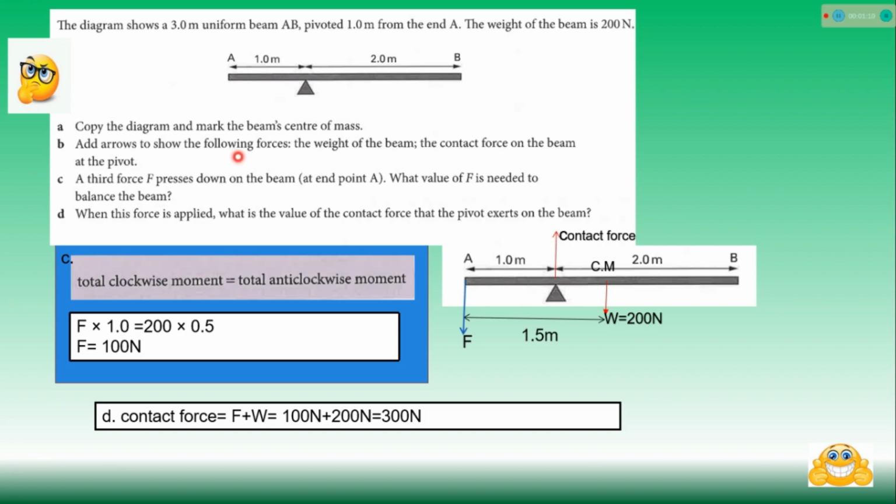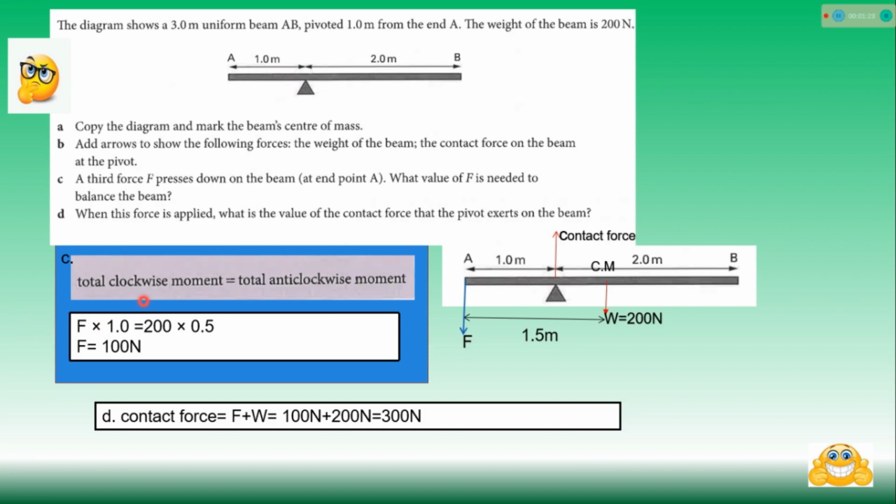Add arrows to show the following forces: the weight of the beam, this is the weight of the beam, and the contact force on the beam at the pivot end, this is the contact force at the pivot end. A third force F presses down on the beam at end A. Let's say this is force F. What value of F is needed to balance the beam?